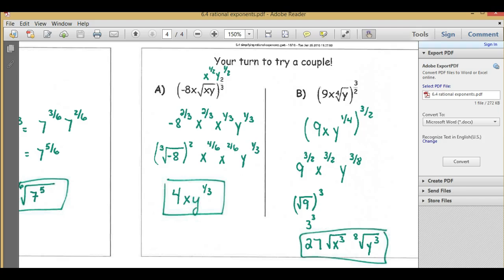So for the first one, you want to distribute the 2/3 to everything. So you notice the -8 is to the 2/3. Probably should have put parentheses around the -8. In the end, it doesn't matter because it's cubed, but better practice is if I have a negative, put parentheses around the -8. X also goes to the 2/3.